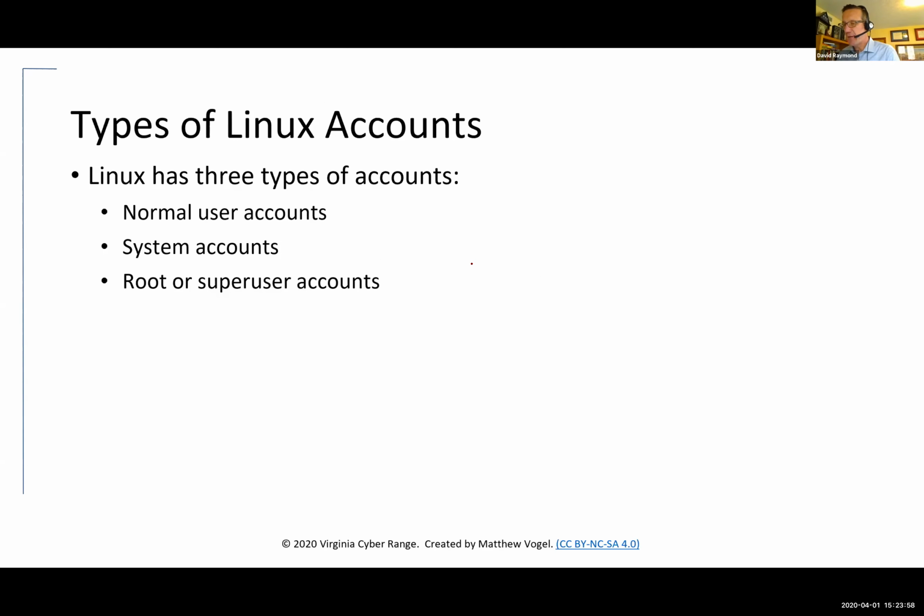So three types of Linux accounts. There are normal user accounts. These are probably the most common Linux accounts. There are system accounts, and then there are root accounts. Those are also referred to as super user accounts. And the analog on a Windows system is an administrator account. So on Windows, an administrator is an account holder who can do things like install applications and change any and all configurations on the system. Similar in a Linux system, that account is called the root, and we'll talk a little bit more about that.